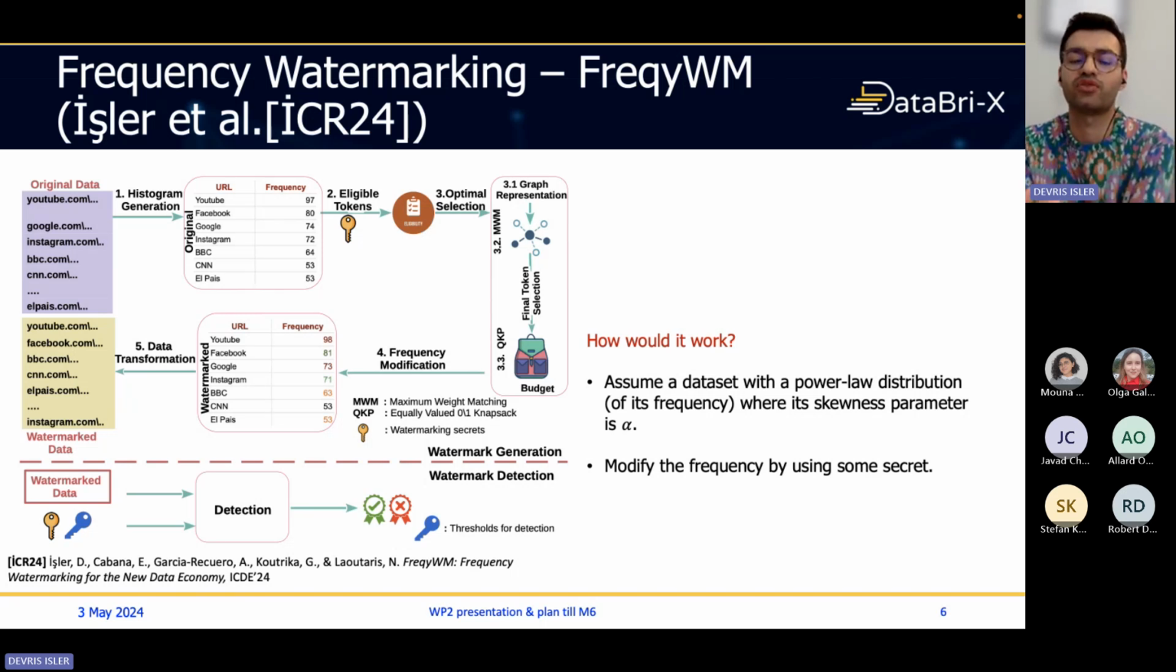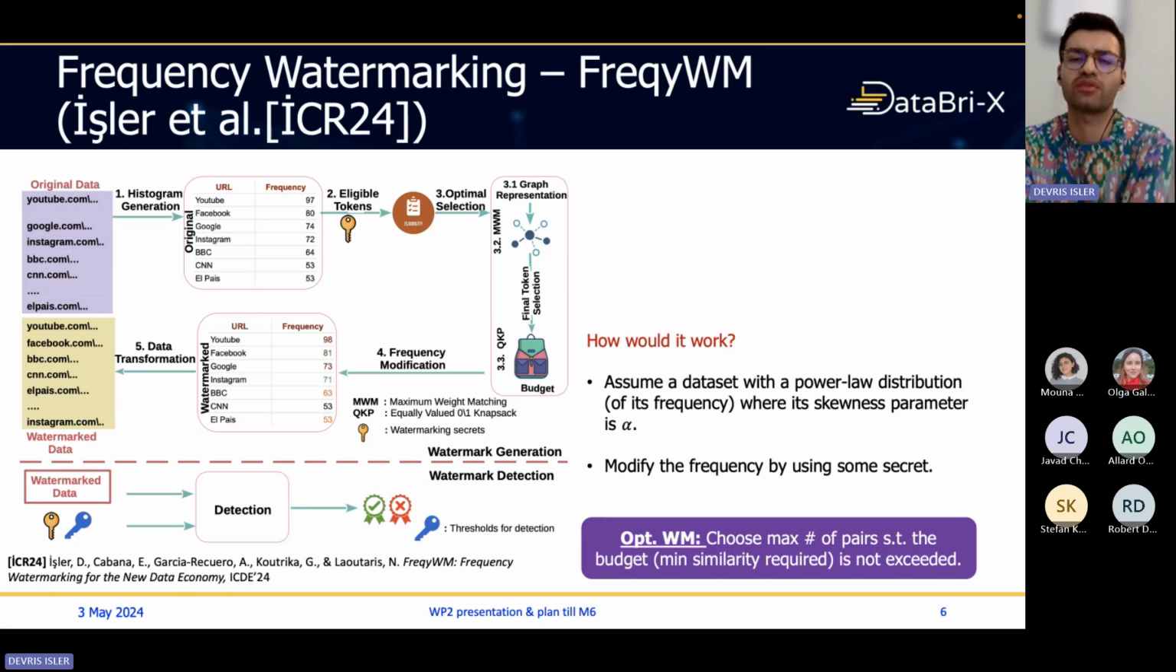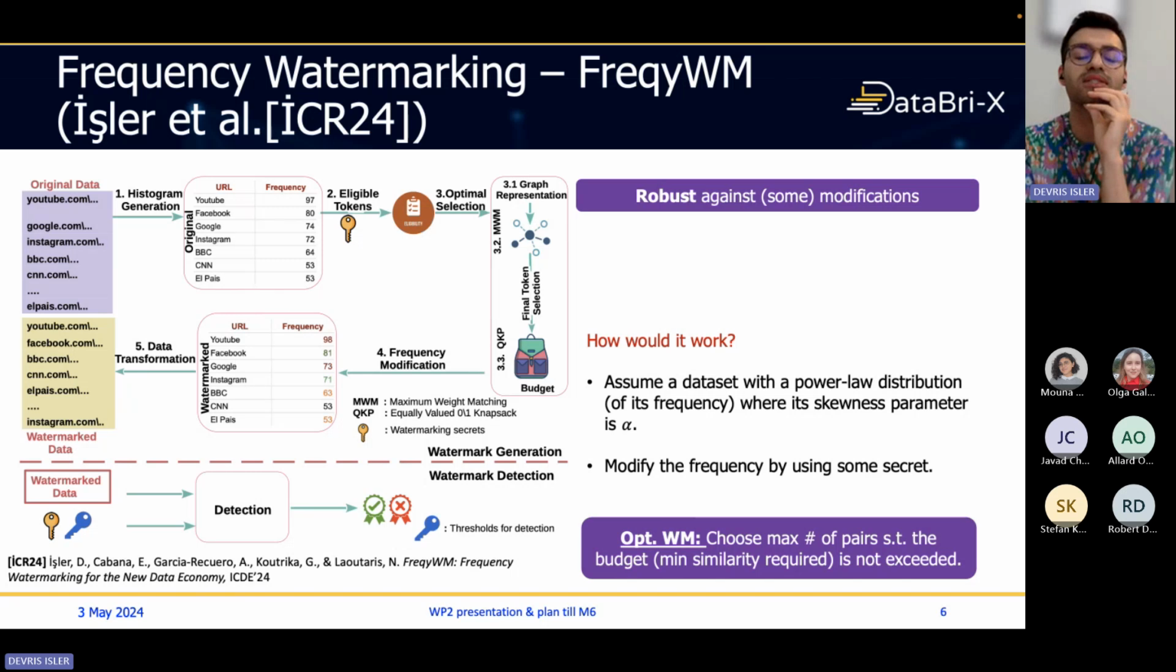And for detection, you just use the secret. There are some cases that we need. We want to choose pairs: the more pairs you choose, the more robust the watermark is, considering your similarity, of course. Then we want robustness, which means any modification you make will not change the underlying watermarking.